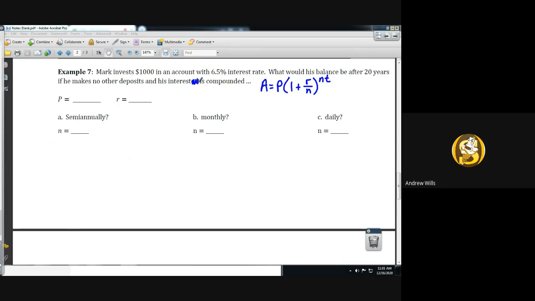What is P? What is the initial amount in the account? $1,000. Perfect. That's the P value. The principal is $1,000. Interest rate, 6.5%. How do we write 6.5% as a decimal?